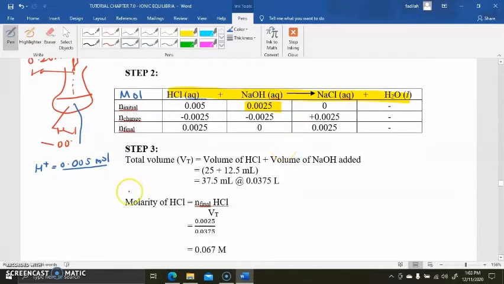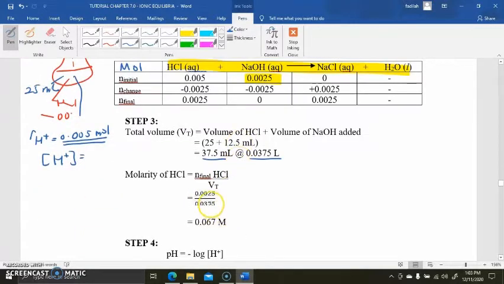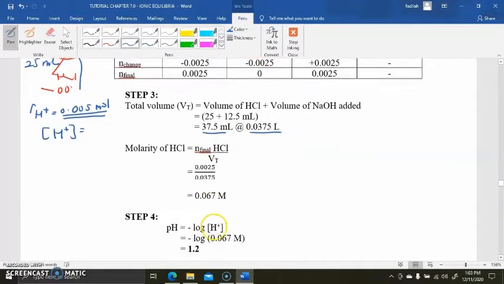Okay, kita akan cari total volume. So, total volume ni adalah volume of HCl adalah 25 ml. So, after dah tambah 12.5 ml of NaOH, so total volume kita dapat 37.5 ml aka 0.0375 liter. Okay, so kenapa nak kena cari volume total? Sebab kita nak cari molarity final untuk HCl. Maksudnya berapa concentration H+ yang tinggal, berapa concentration H+ yang baki dalam conical flask. So, cari menggunakan n final HCl 0.0025 divide with total volume. So, kita dapat 0.067 molar.